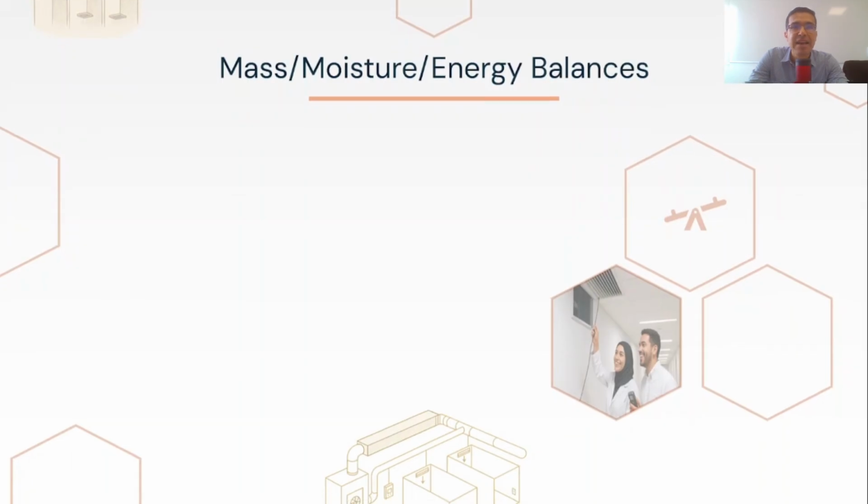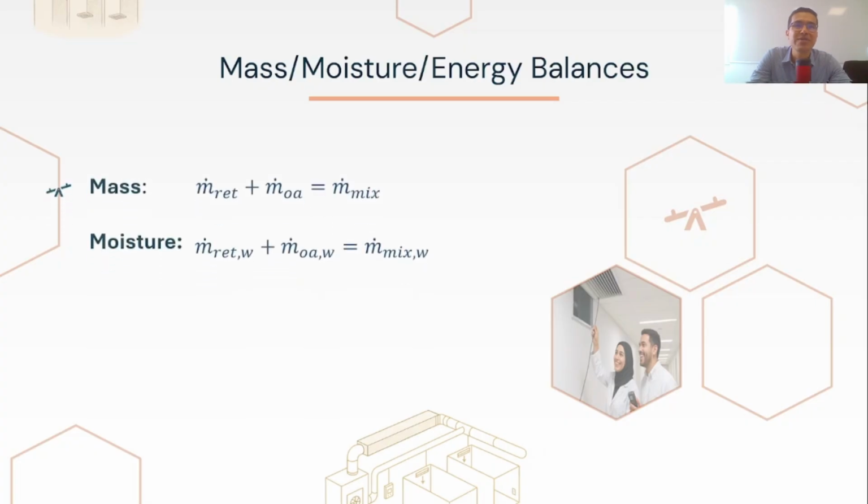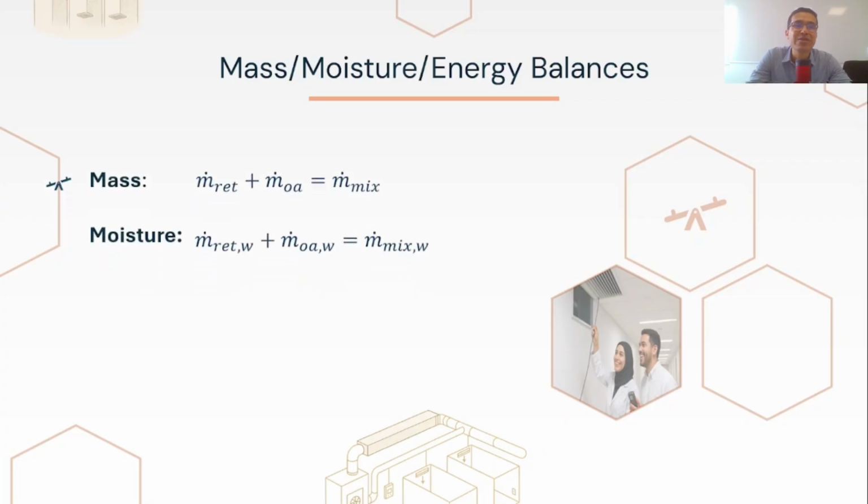And now that we have defined that, we can identify the air's state at each point along the path. The next step is to quantify what's happening. To do that, we'll use the fundamental principles of conservation: the mass, moisture, and energy balances. These equations are the bedrock of our analysis, allowing us to calculate the exact condition of the air and the loads on the system. So for the conservation of mass and moisture, we compute the mixed air here.